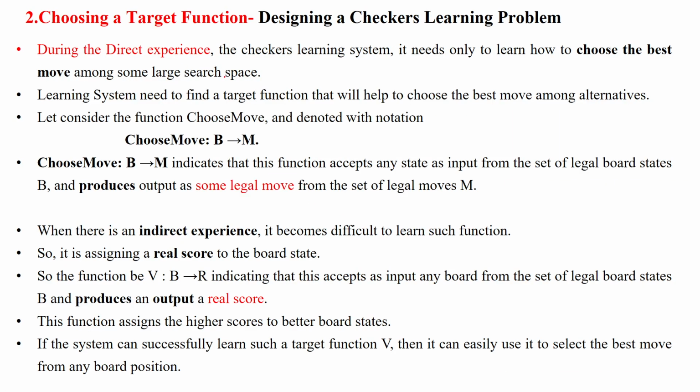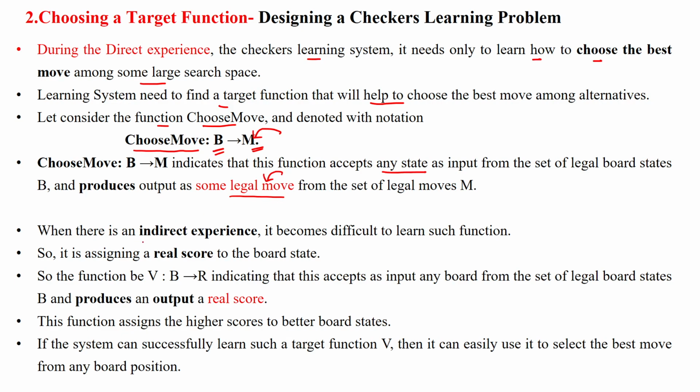Here, during direct experience, the learning system needs only to learn how to choose the best move among a large set of movements. The learning system is used to find a target function that will help to choose the best among all the alternatives. Let's consider the function ChooseMove. From the set of board states we move into the next state, which is called a legal move. The legal move will be any one of the movements. So the input will be any one board state, and the output will be the next state, using the legal movement.